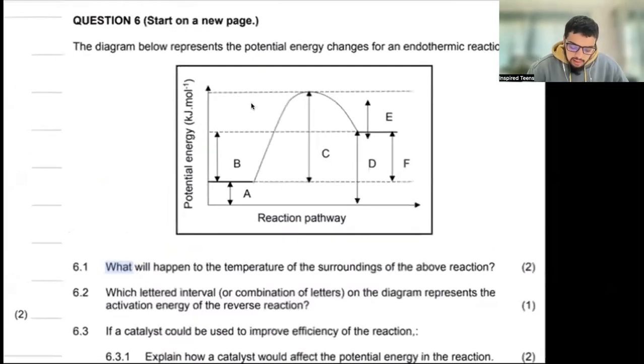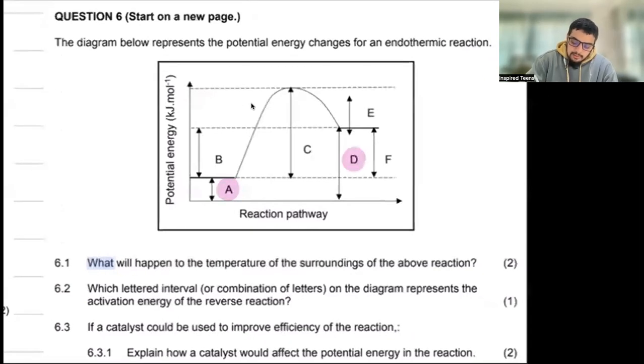Question 6. The diagram below represents the potential energy changes for an endothermic reaction. Okay, we can confirm that that's endo, right? You should always memorize how the graphs look. So the graph here, we know that A would represent energy of the reactants and D would represent energy of the products. Here we can see that the energy of the products is higher than the energy of the reactants. Alternatively, we can see that the energy absorbed is more than the energy released, excuse me. Energy absorbed, more than energy released. So therefore, we know it's endothermic, right? We do know that even without them telling that to us.